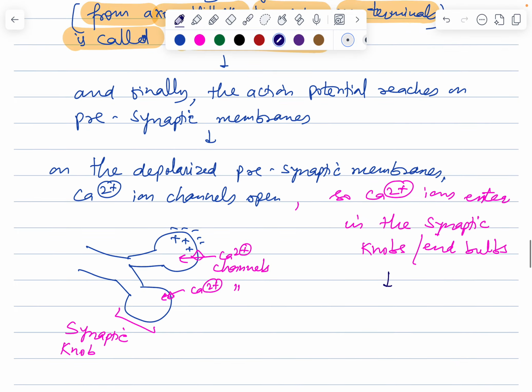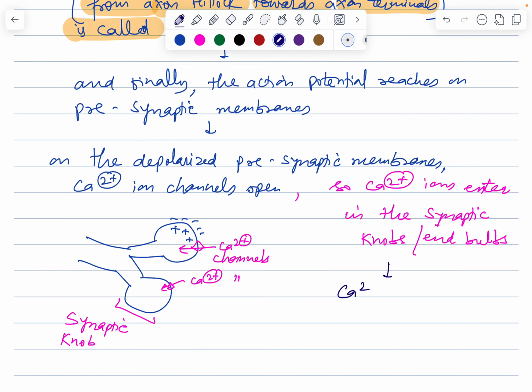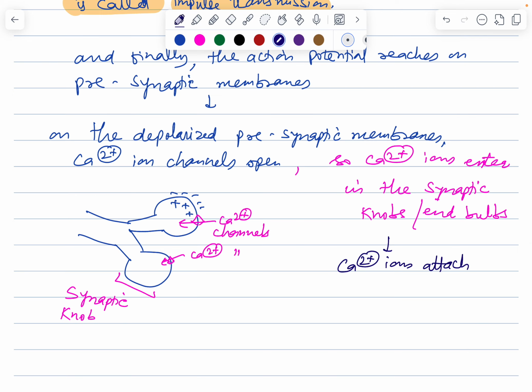Once the calcium ions enter, what will they do? The calcium ions attach. What is present inside the synaptic knobs? Synaptic vesicles. The calcium ions attach to synaptic vesicles. These are here. What are these synaptic vesicles? The membrane bound vesicles. Calcium ions attach to these synaptic vesicles and cause their precipitation on the presynaptic membrane.